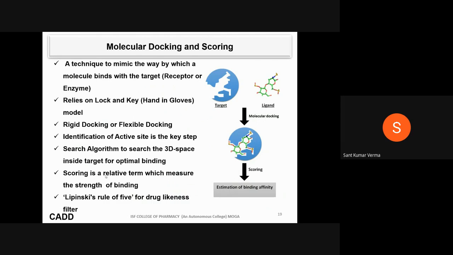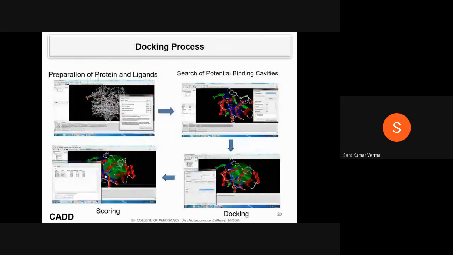The docking process includes construction of the ligand, preparation of the ligand and protein, and identification of active binding sites where the ligand can bind, then docking, then scoring, or affinity prediction.